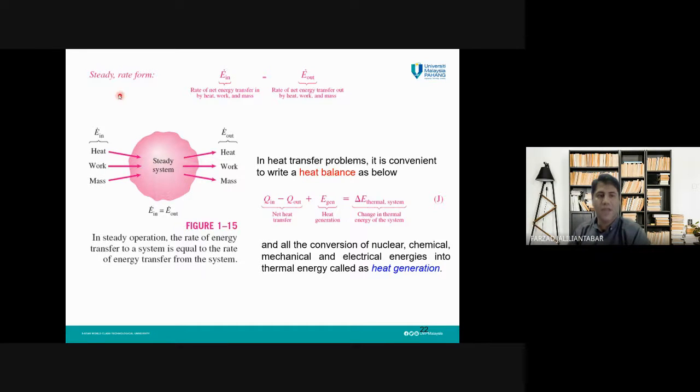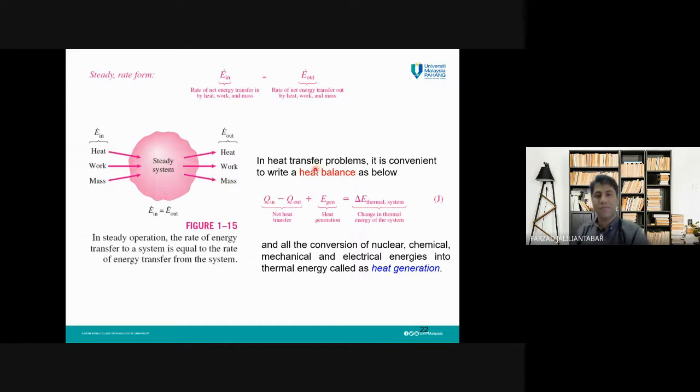So in this case, for a steady system, the rate form of the energy balance will be like this: E dot in is equal to E dot out. It is important and interesting because we can now use this equation to calculate E dot in or E dot out for a steady system. And as I said, E dot in can be in 3 different forms: heat, work, or mass. And E dot out can also be heat, work, and mass. This is the energy balance.